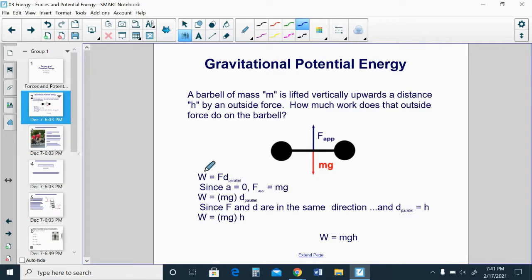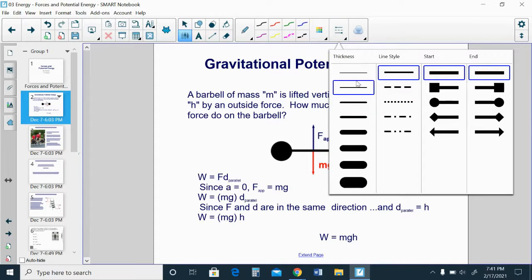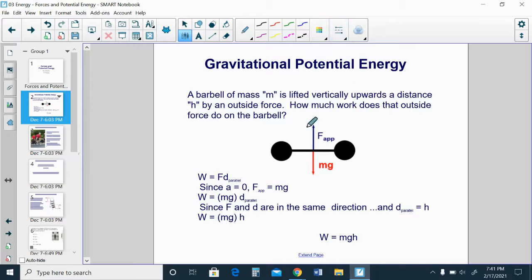So we know that work equals force times the parallel displacement. Since the acceleration in this example is 0, the applied force is equal to mg, if you can recall from the last unit. We have acceleration equals 0, so the applied force is equal to mg. It would be true to say that even if you worked it out using the net force equation. We've done that a few times now.